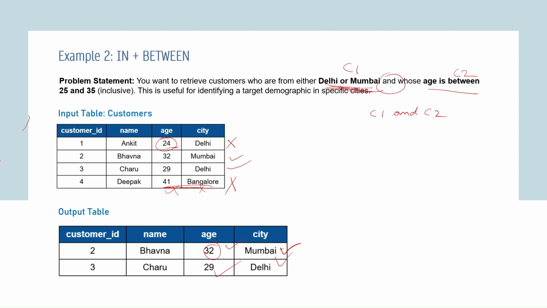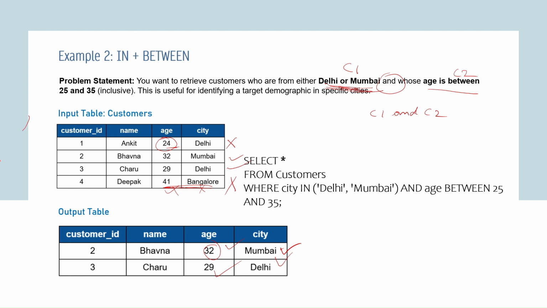Now coming to writing the final query. The final query would look something like this, where we are going to write select star from customers where city in Delhi, Mumbai would be your first condition, and the operator that you are going to use, and age between 25 and 35, which is going to be your second condition. Okay, so that's all about example number 2. Let's now move on to the next example.